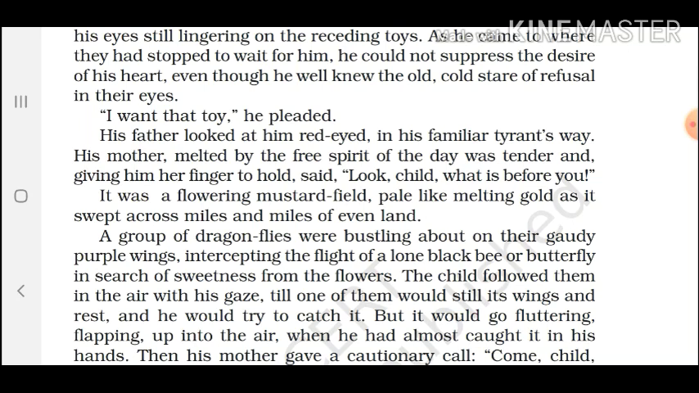So there was a field of mustard plants, and the flowers were there, and the flowers were yellow, and the flowers of mustard were looking like gold. You have seen gold also, because the color of gold is yellow, and as the gold was melting, similarly the flowers of the mustard field were looking like this, because it was swept across miles and miles of even land.